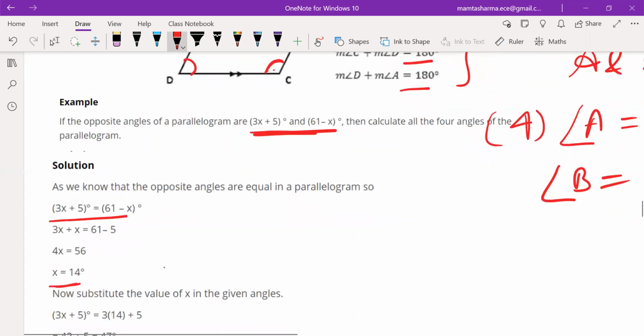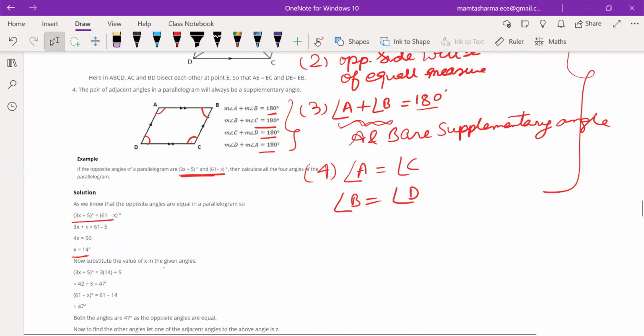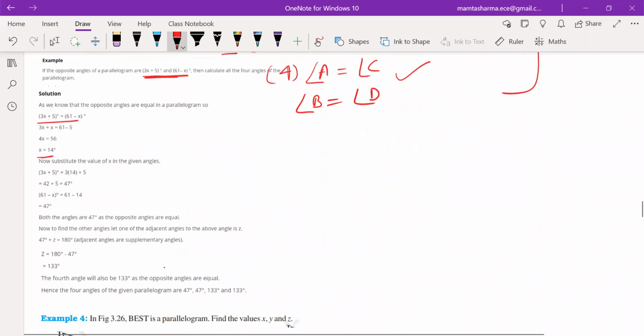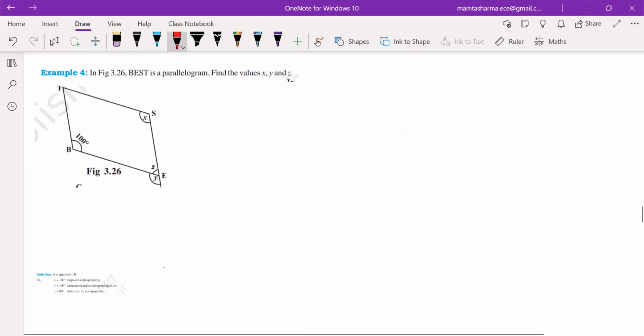So remember these properties, you have to apply these four properties while solving questions on parallelograms. Opposite sides are parallel and of equal length, opposite angles are equal, and adjacent angles are supplementary. Remember these four properties. Now I will give you this: BEST is a parallelogram. Find out the value of x, y, z.